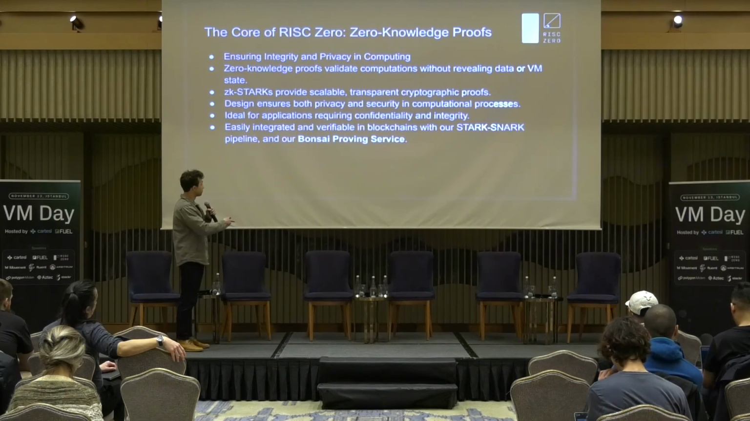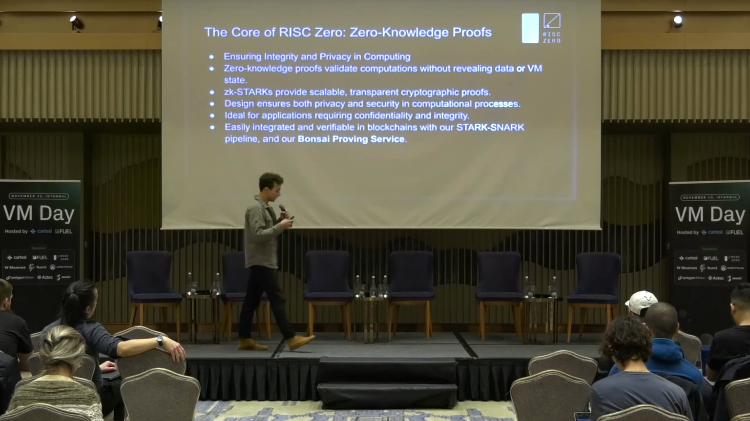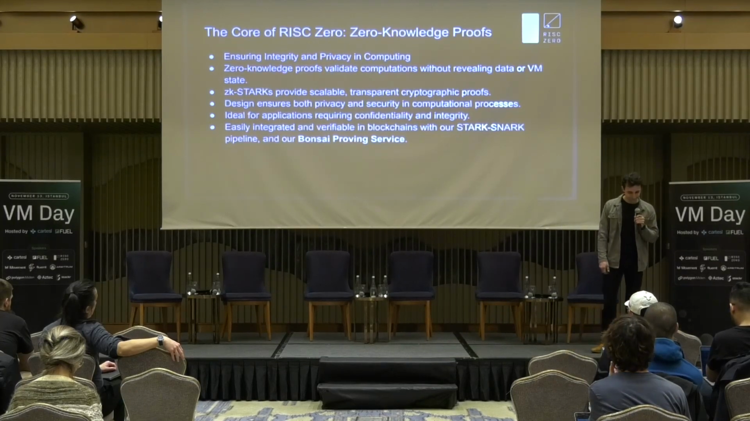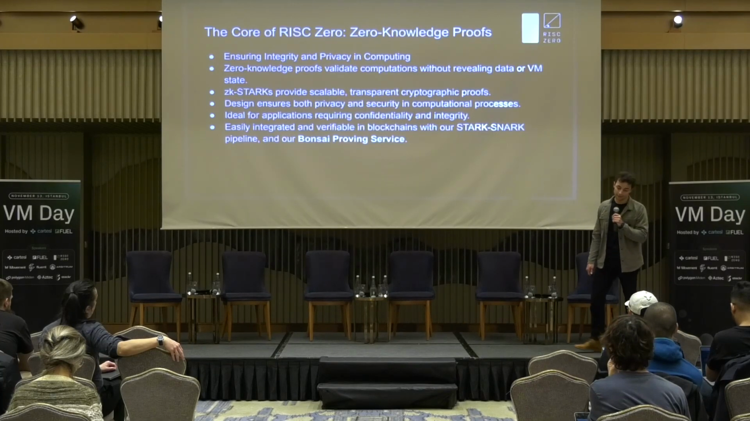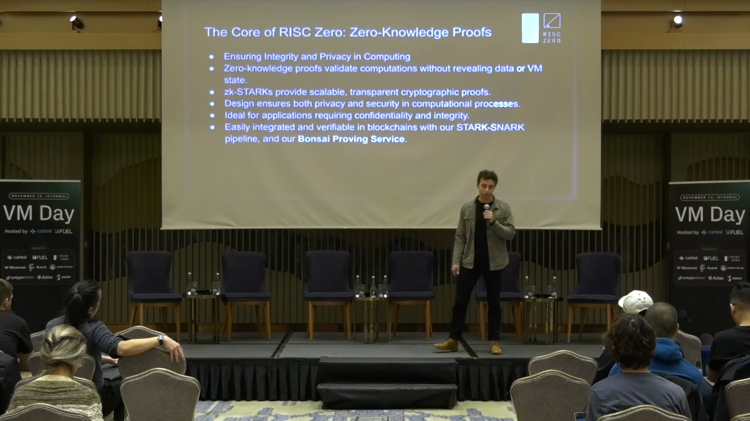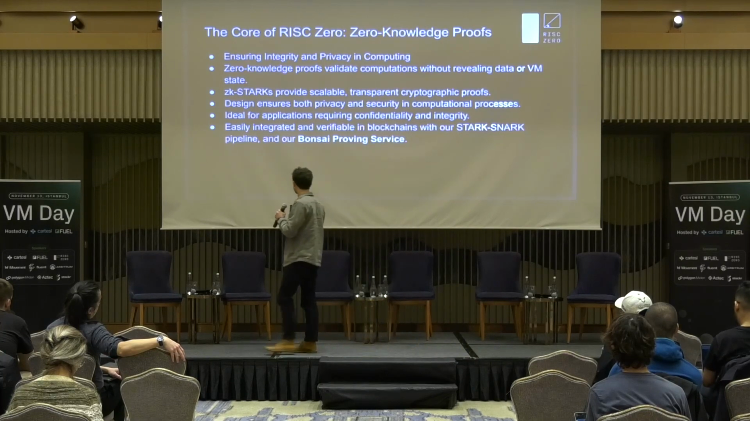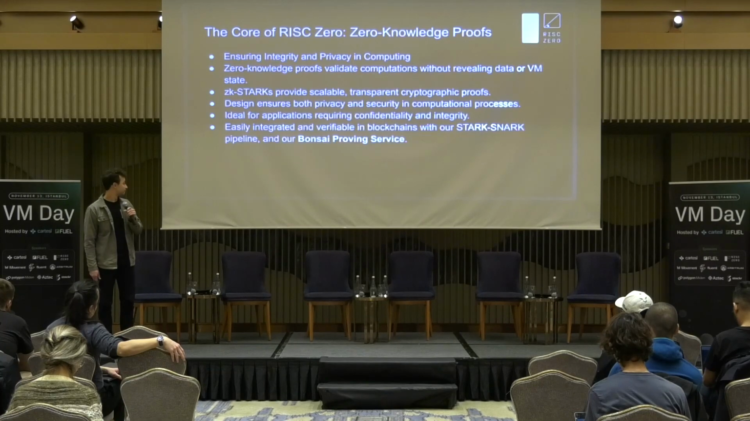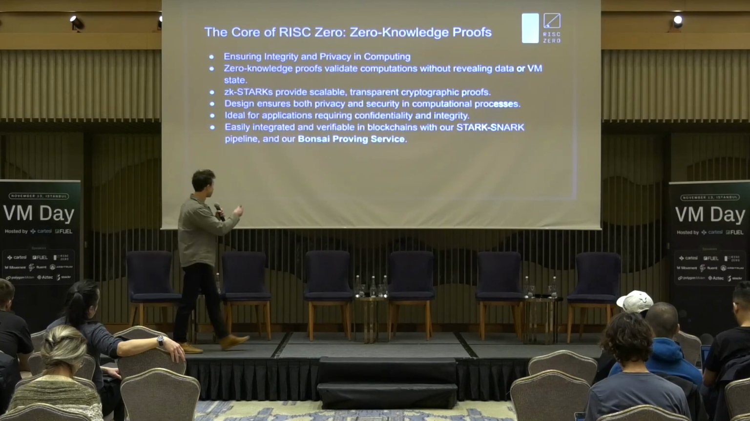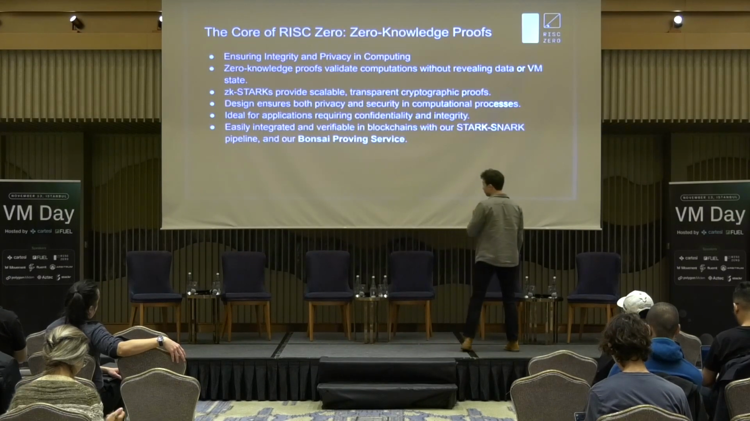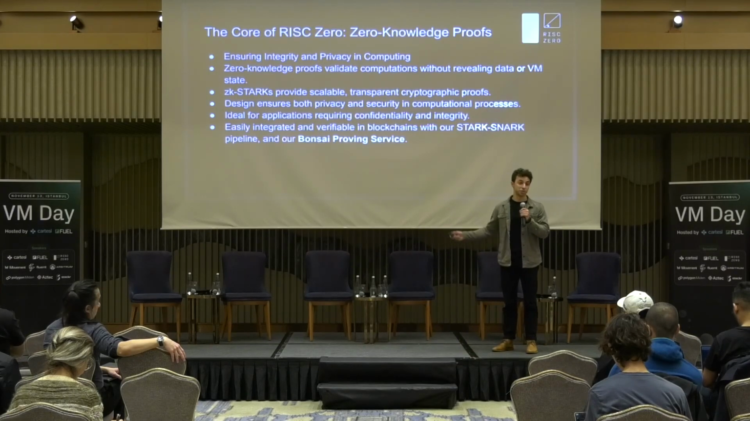Our design ensures that security is utmost, it's very important, and it allows us to ensure that the validation and integrity of processes carried out within the virtual machine are reproducible and verifiable. It's ideal for applications requiring integrity, so hence blockchains. It's easily integrated and verifiable with our Stark to Snark, basically minifying the zero-knowledge proof with our Bonsai proving service, which is just a bunch of GPUs.